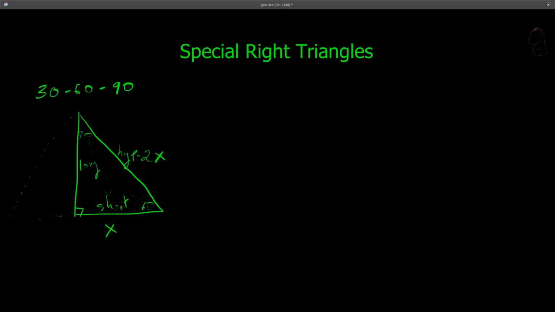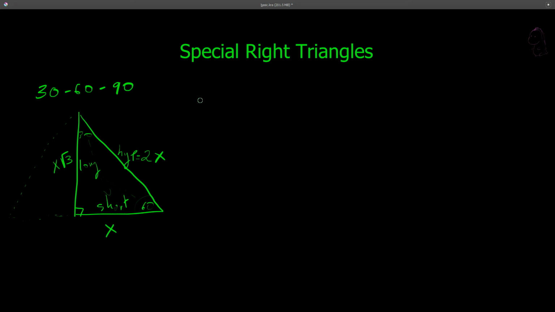And the long side is x times radical 3. Now, the proof of all this is really simple. It comes from the Pythagorean theorem. But at this point, we want to kind of memorize these relationships because we want to do things quickly.